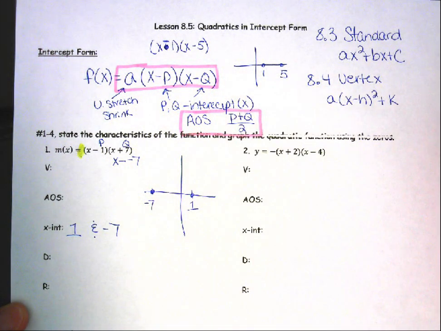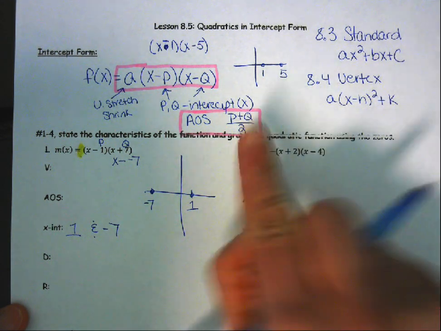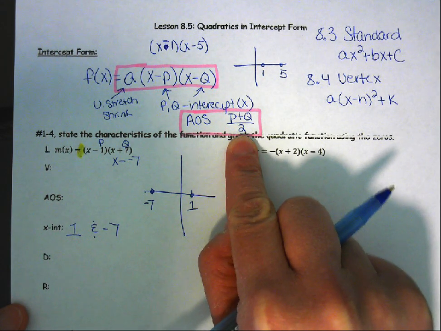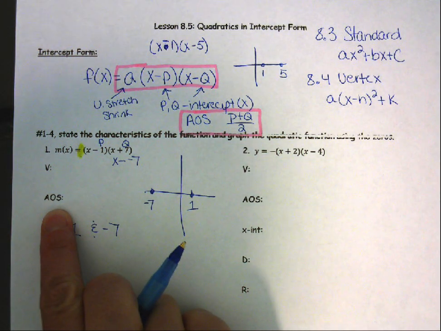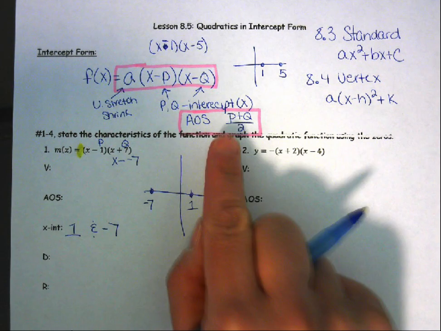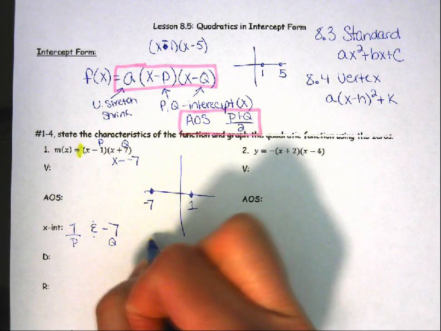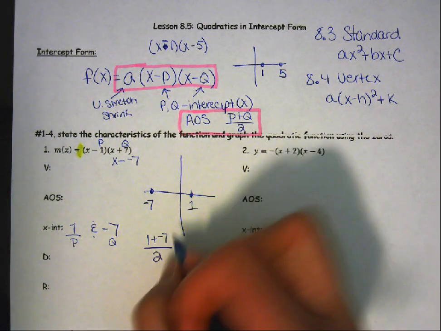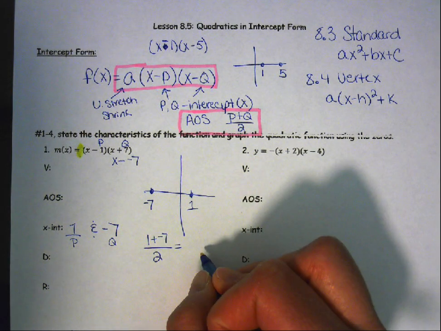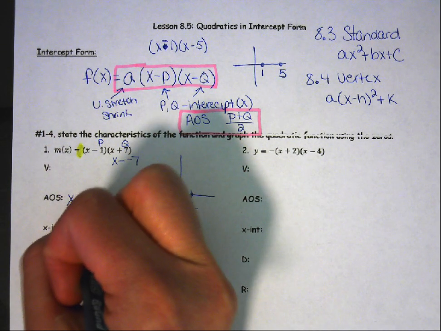Now notice I don't have graph paper here either, and that's okay. We can just do a rough sketch. We need to know where the vertex is, so we're going to use this axis of symmetry. Do you see how I'm doing these completely out of order? That's okay. We just go with what we have. So our formula is p plus q, so we're going to add those together. 1 plus negative 7 divided by 2. So that's going to be negative 6 divided by 2, which is negative 3. That is our axis of symmetry.